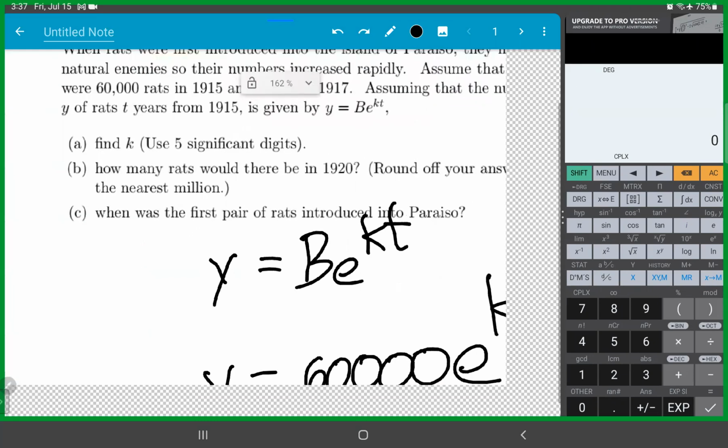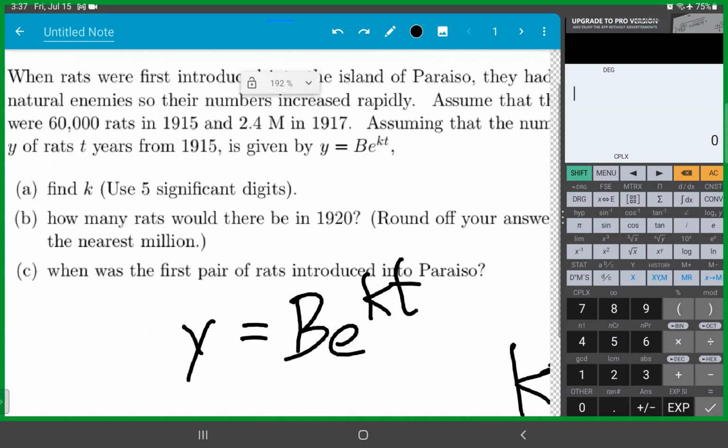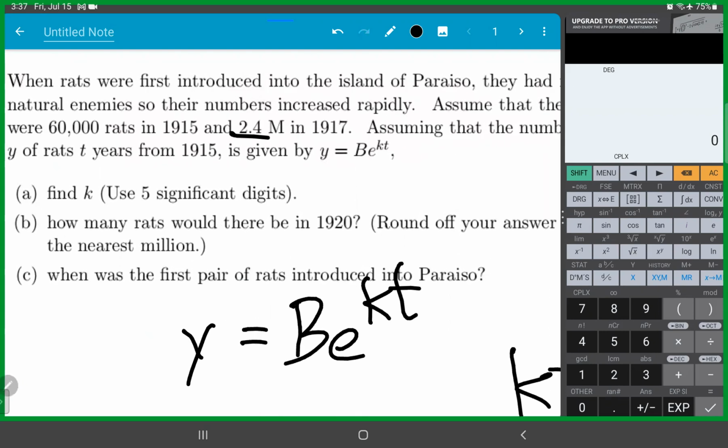Now we are to solve for k, so we need another given, and we are told that there were 2.4 million in 1917, 2 years after.